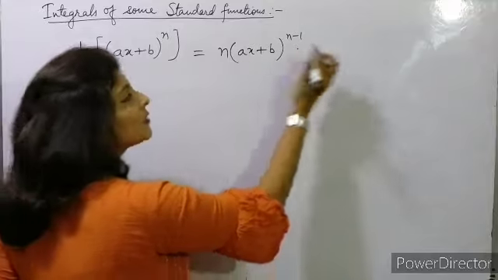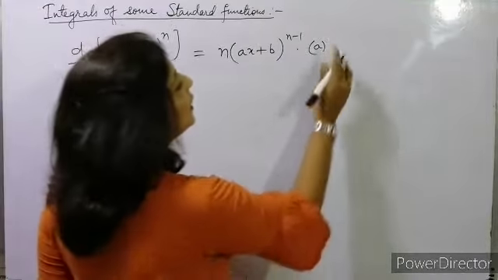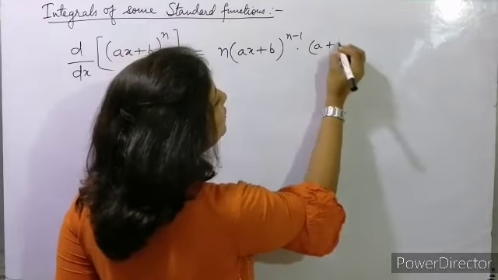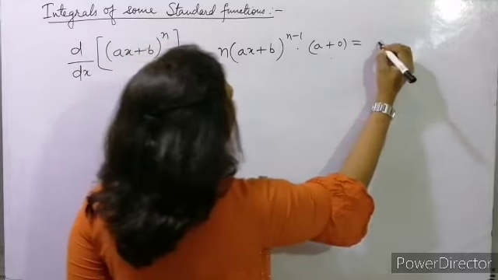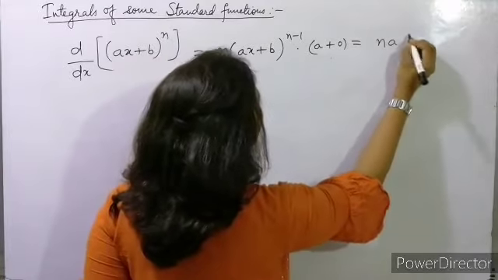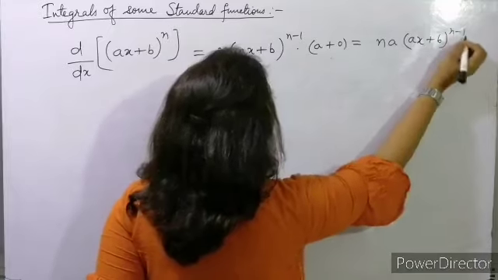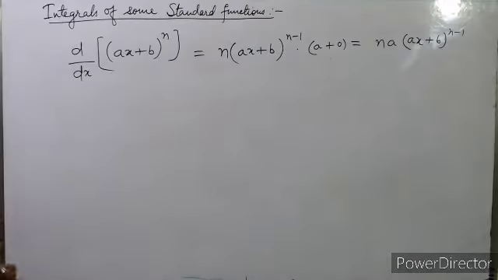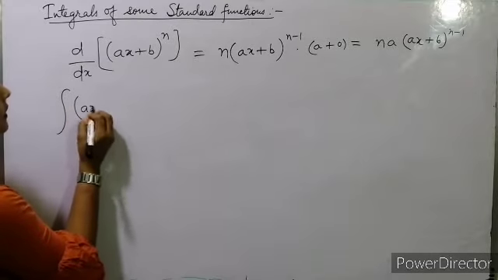So differentiating ax, we'll get a, and b will be 0. When we differentiate b, we'll get 0. So what value are we getting? n·a·(ax + b)^(n-1). This is the value we'll get. Now after integrating this same value, what will we get?